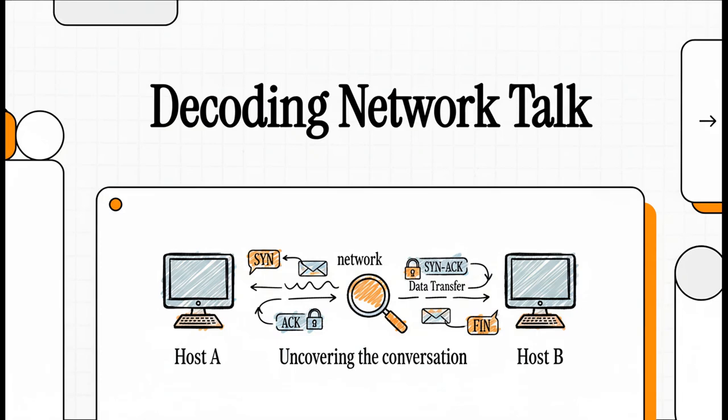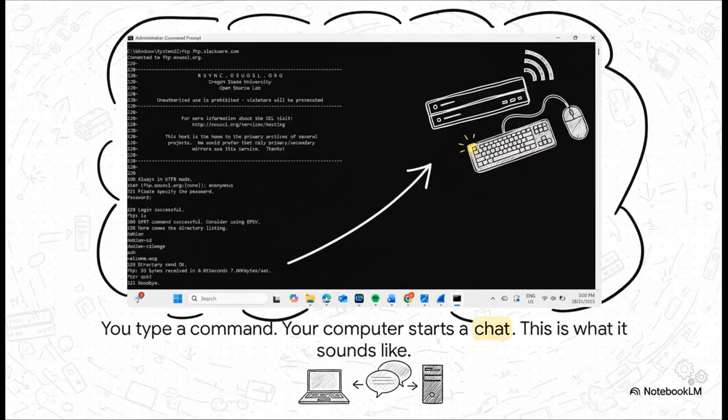All right, let's take something we do every day without a second thought, typing a command, and peel back the layers to see the incredibly complex conversation that's happening just underneath the surface. It all kicks off with something super simple, something you've probably done 1,000 times, typing a command into a terminal. In this case, we're connecting to an FTP server. File transfer protocol? It's a classic way to move files around, and it's perfect for showing how a simple request from you starts a whole hidden dialogue.